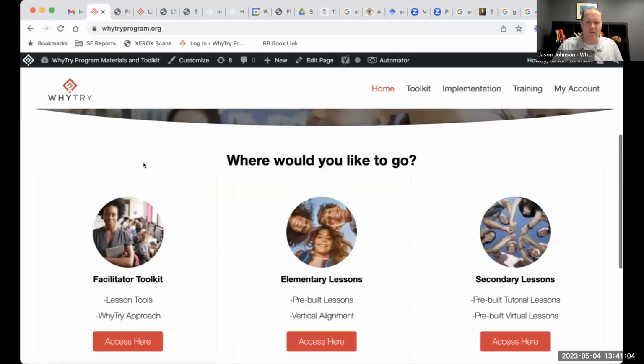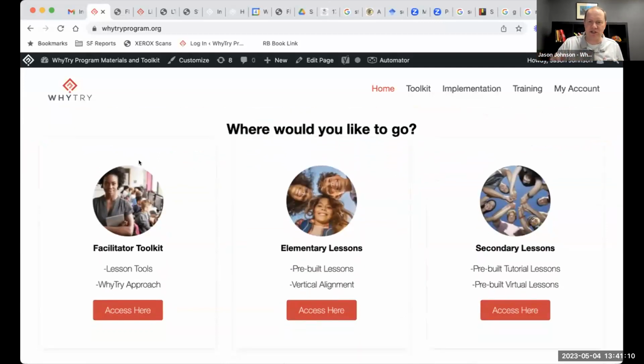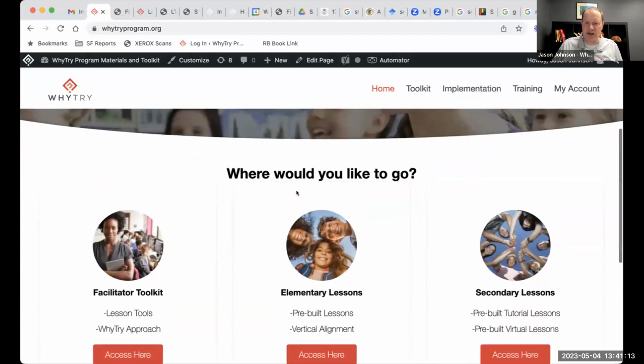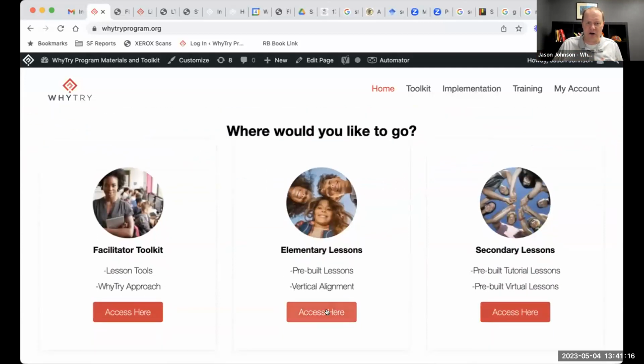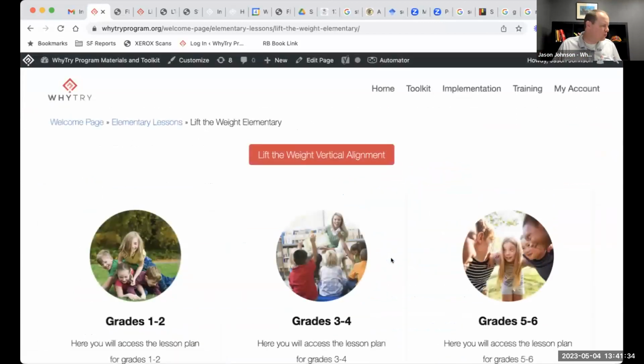Now I'm going to give you a quick overview of where this comes from. So this is a live look at our toolkit. All of those resources that Corey mentioned exist within our toolkit, and they're available here under elementary lessons. And if you look at the elementary section, you can see we've got all of our elementary resources organized by learning unit. The one I'm going to walk you through comes from the lift the weight section. And lift the weight is where we're teaching kiddos the key concepts of expectations, responsibility, and self-discipline.